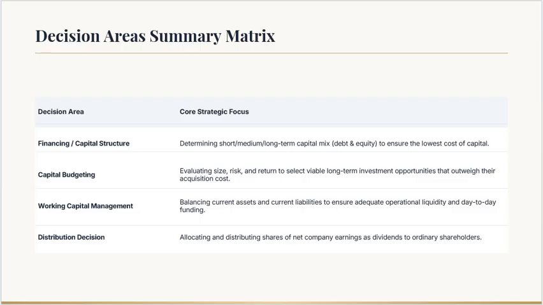The third decision is working capital management, which is concerned with balancing the current assets and the current liabilities to ensure the business has adequate operational liquidity and day-to-day funding. And the last one is the distribution decision, which has to do with allocating the net earnings of the business between distribution and retention. Those are the four major decision areas of financial management.